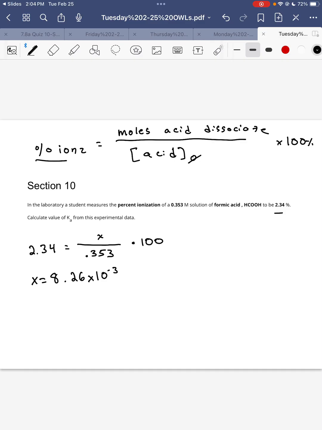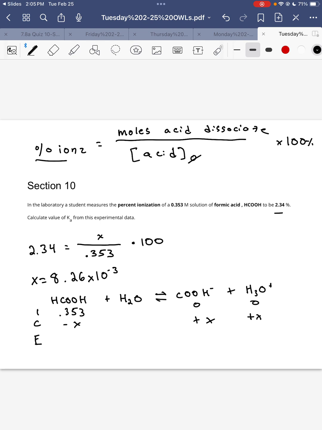What I want to do here is set up an ICE chart for what my formic acid dissociating looks like. So I have formic acid interacting with water, which is just going to find equilibrium like this. I set up my ICE chart. I have some initial value, 0.353, 0, 0. I have my changes, minus x, plus x, plus x. And I have my final values.